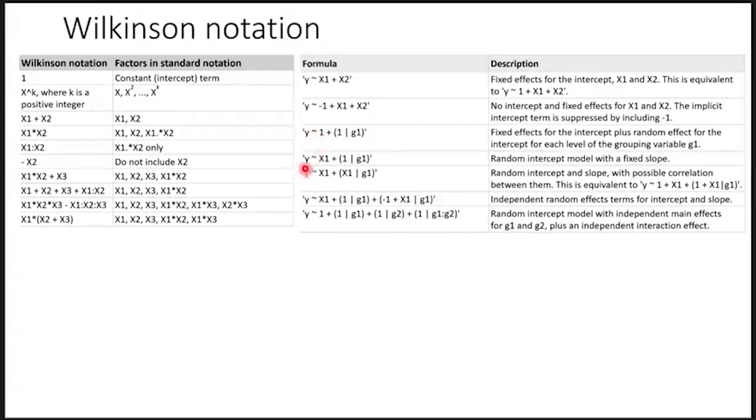Okay. This is a trick question. Let's go to this one. What did I fit in this model? Wrong. Why? Because by default you get the intercept. So you get intercept and slope plus intercept and slope per grouping structure 1.